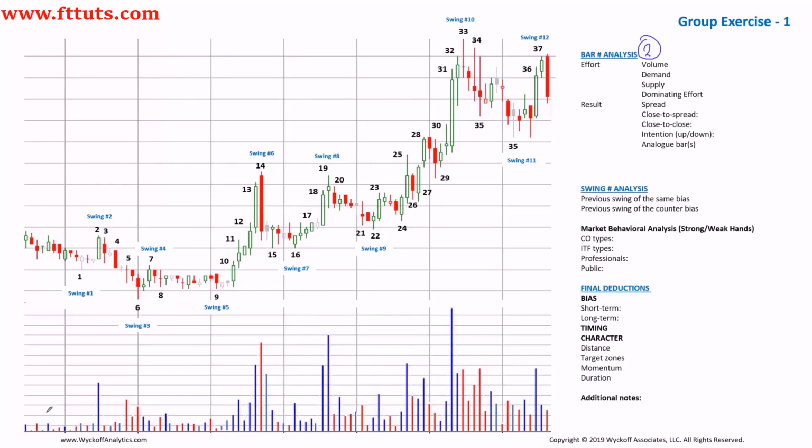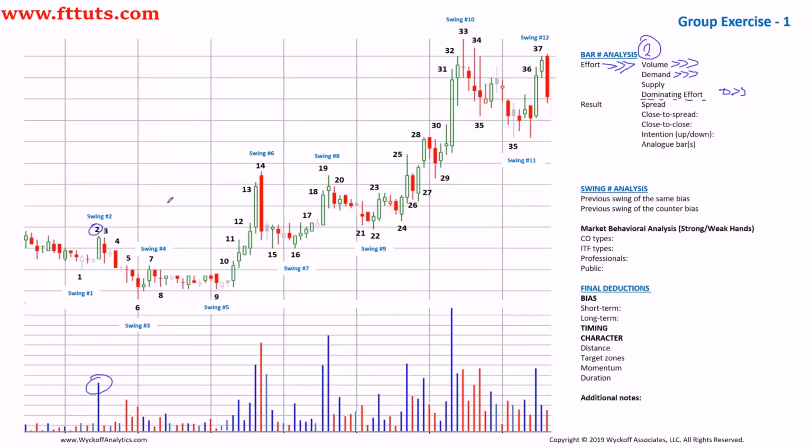Okay, so what is happening with effort? Increased by a huge margin as compared to the earlier ones. Yeah. Okay, so effort is increased a lot. Volume is increased a lot. Demand. Is demand increasing? I would say yes, but the supply too is increased. Okay, so demand has increased. What is the dominating force over demand? Effort? Yeah, demand still dominates the supply because the price has moved up, closed up.